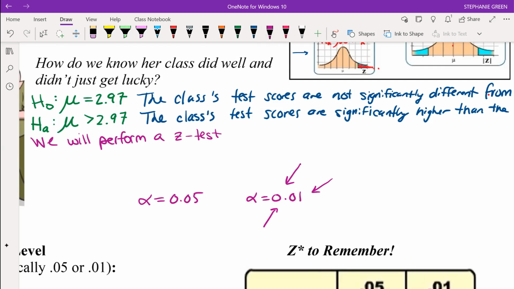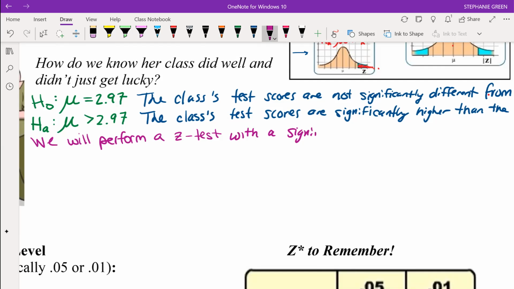Okay, but again, for the most part, unless the text or the question or the problem says to choose a 0.01 significance level, you should pretty much just always use a 0.05. But we should know how to do both, of course. So back to what I was writing, we will perform a z-test with a significance level. Since they don't say what to use, we'll do alpha equals 0.05. Okay, so that sentence alone is just the type of test I'm going to perform. The significance level is part of the name of that test, basically.